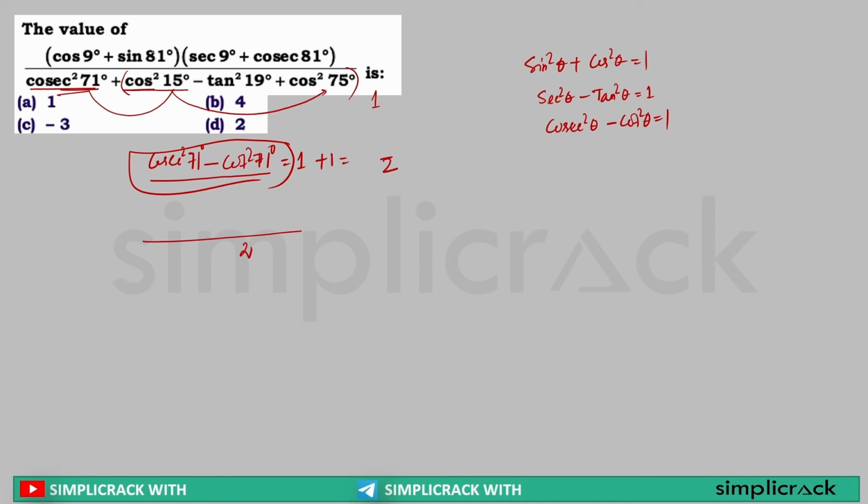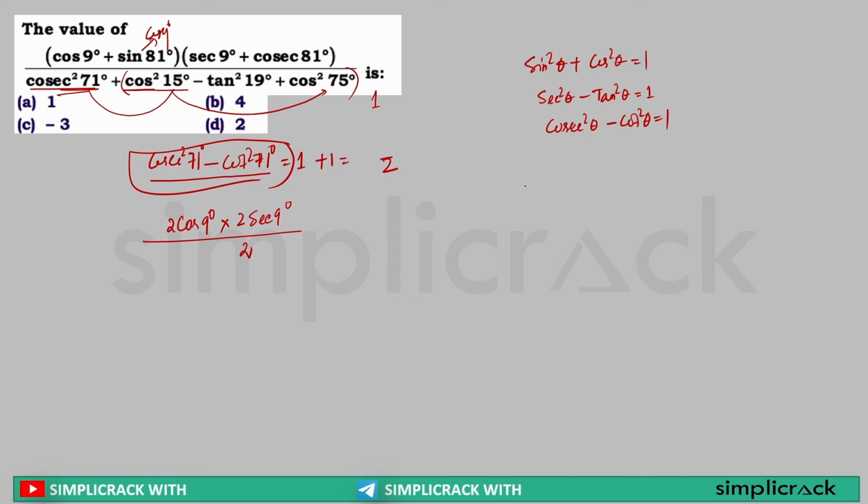Now cos 9, sin 81. Sin 81 is equal to also cos 9 degree. So this is 2 cos 9 degree plus sec 9 cosec 81. Sir, if it is written as cosec 81, this can also be written as sec 9, because we know cosec alpha is equal to sec beta. Yes or no? Yes. So sir, this whole thing can be written as 2 into sec 9 degree.